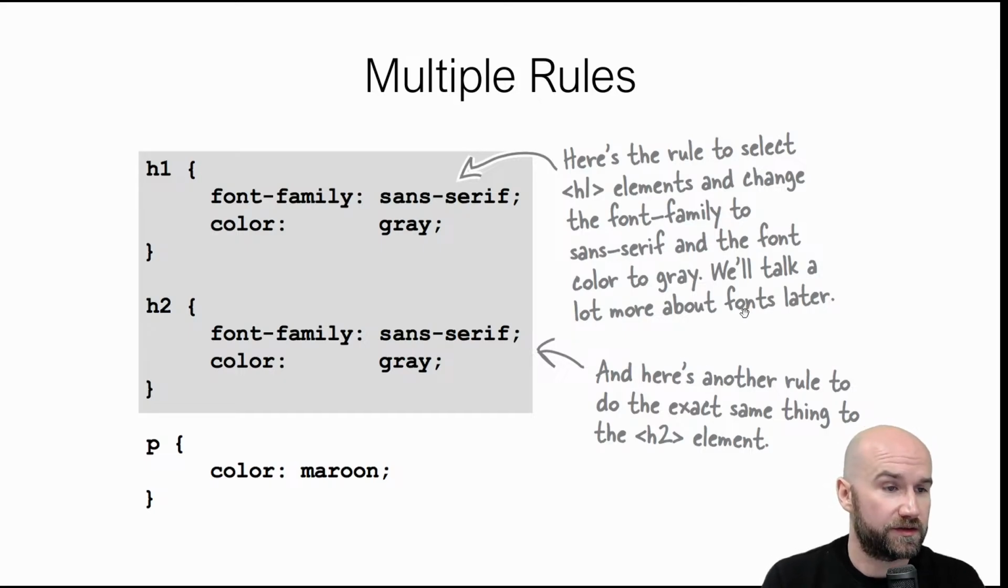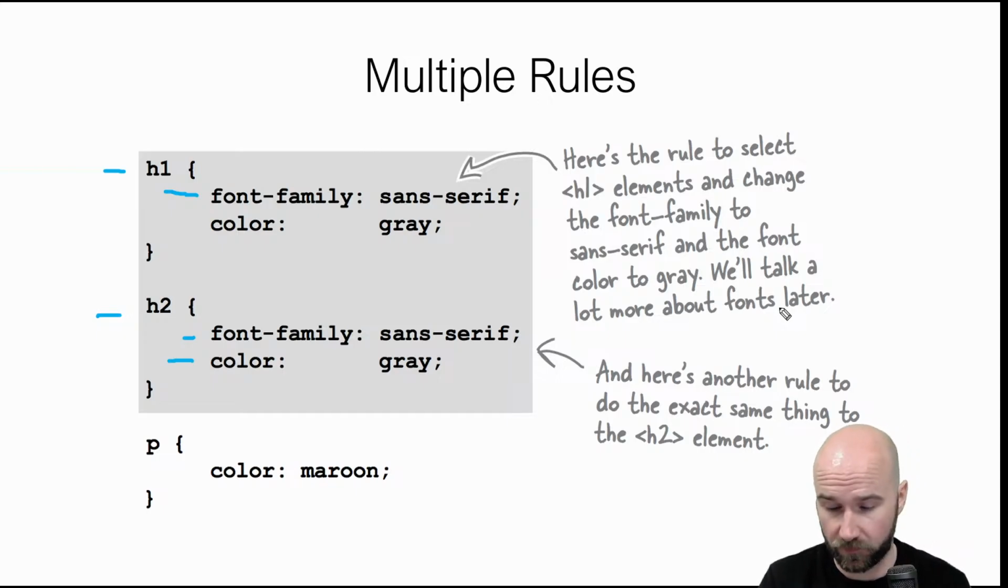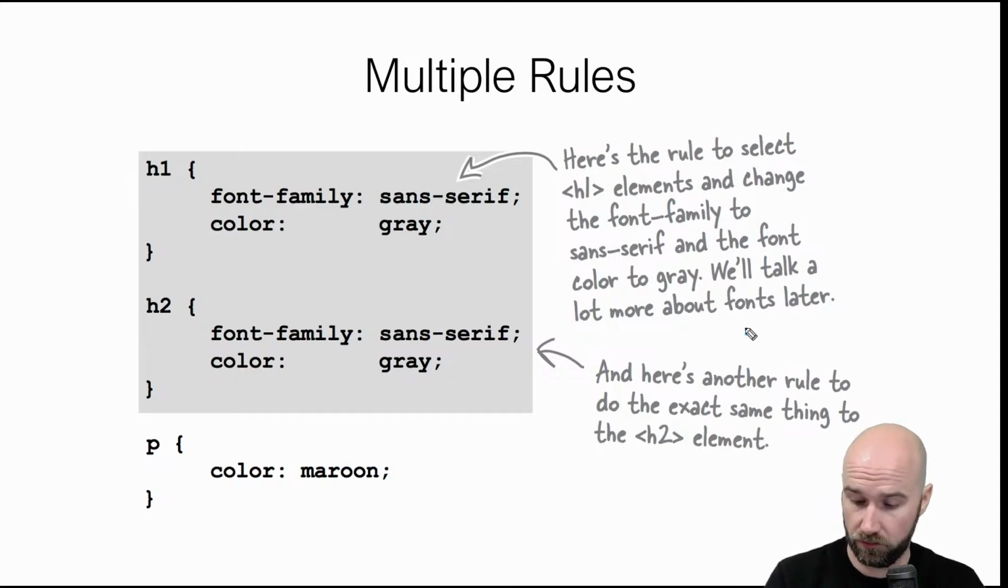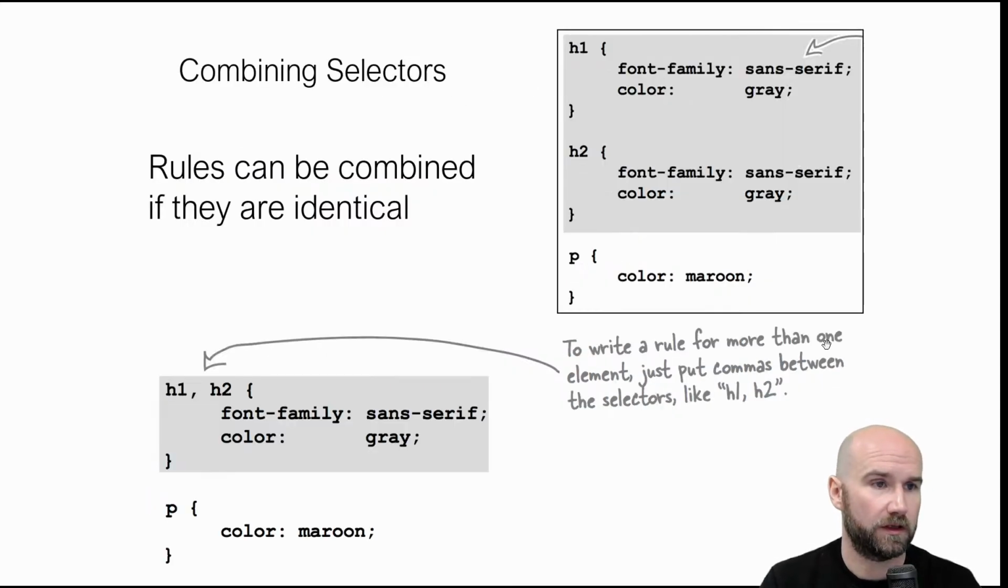Okay, so just looking at some more rules, you can see we have different rules here for H1 and H2. And you see we're defining the same font in there and the same color in there. So that looks like a little bit of repetition, and it is. So what we can do is combine selectors so that we can have one rule declaration on multiple different selectors.